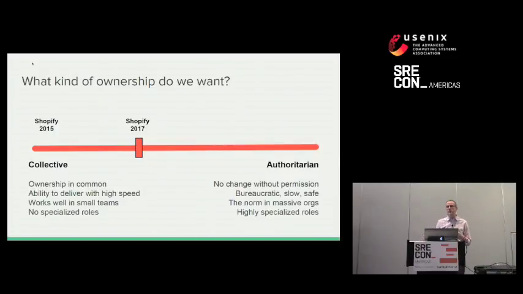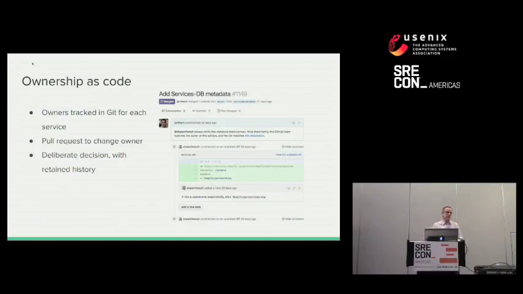So we wanted to retain the value of collective ownership as much as we could, but have a little more structure behind it. The approach we took was really just the simplest thing we could think of. We have this metadata file in every GitHub repo that has information about a service. We actually added owner in there. So you record either an individual or a team, depending on the importance of the service.